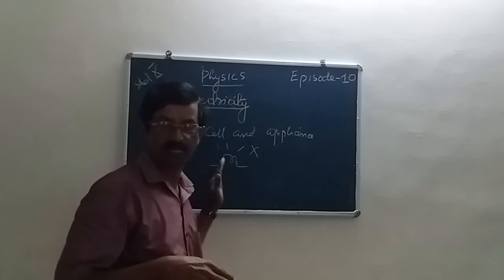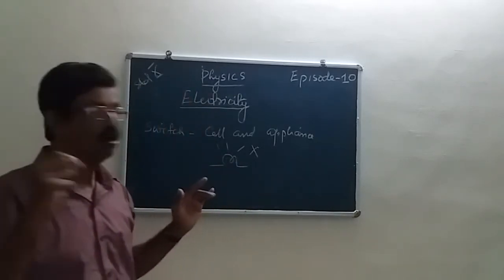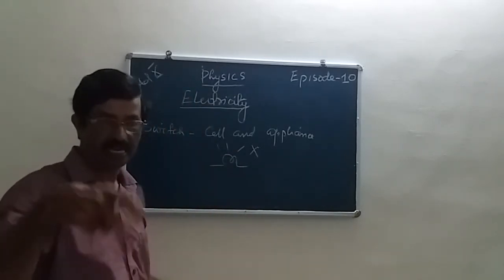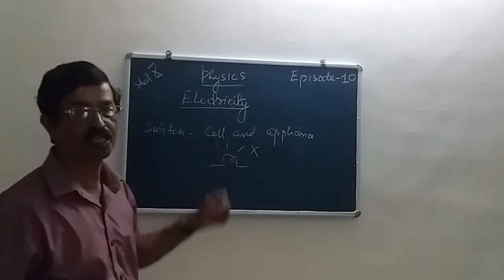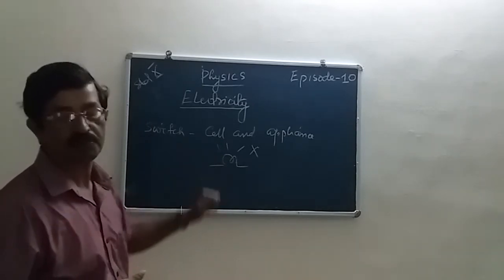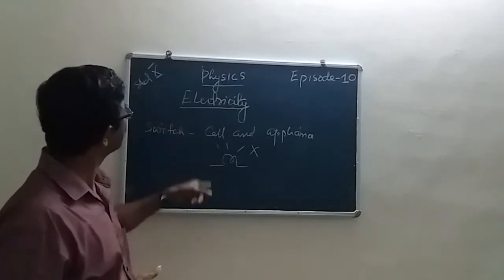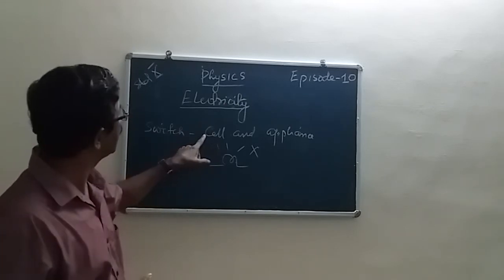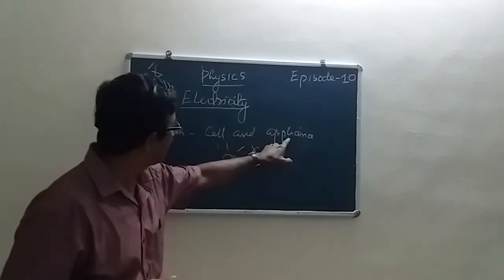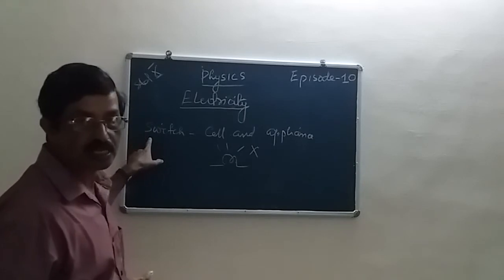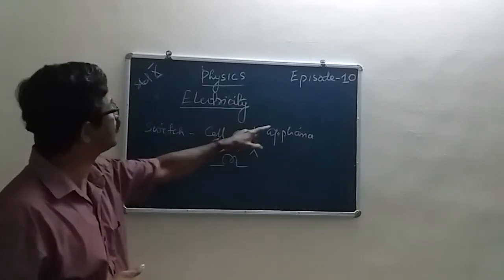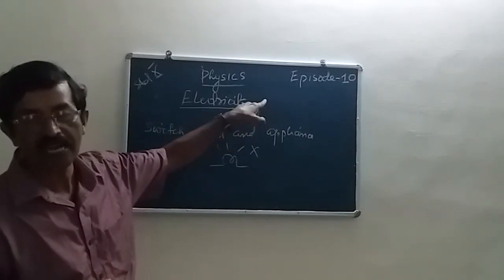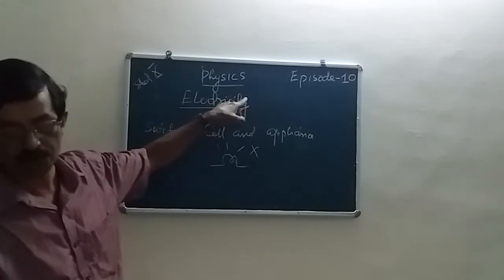In the case of a torch, when we switch on, the light comes out. When we switch off, the light stops. So here we consider cell, appliance, switch. That is, switch is a link between these two.